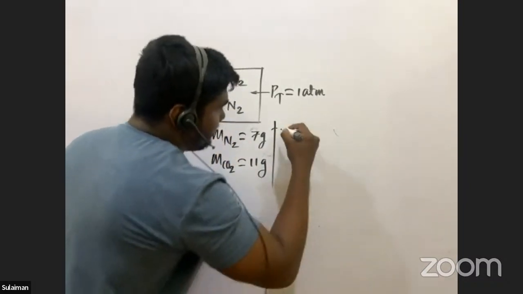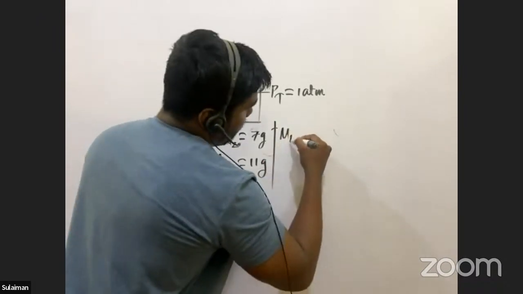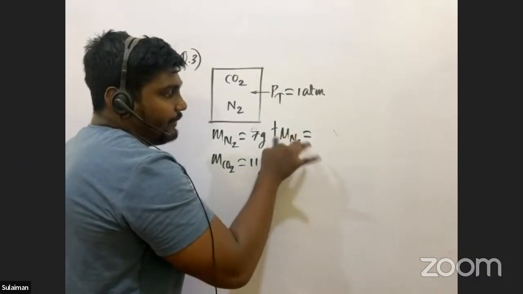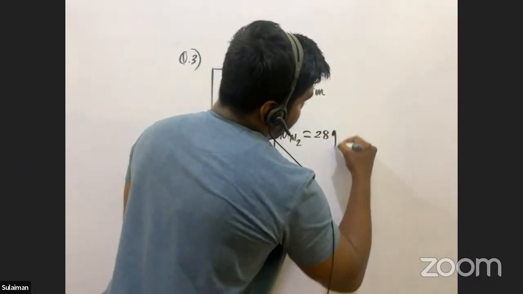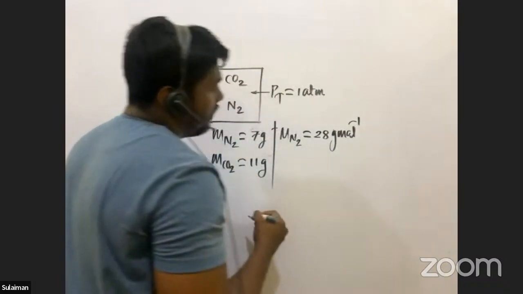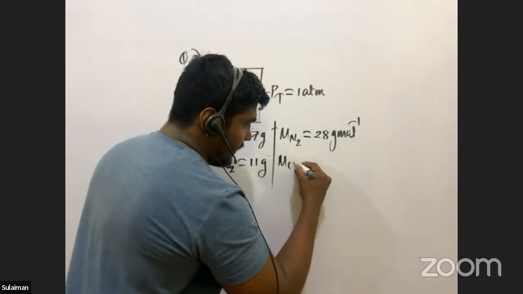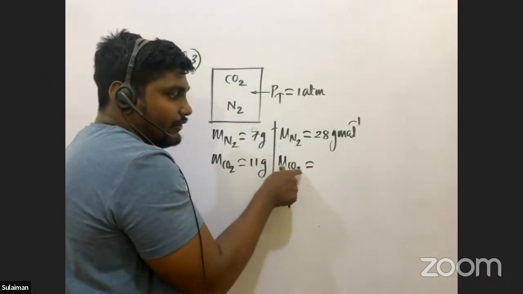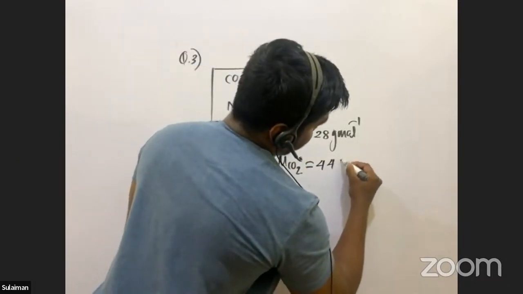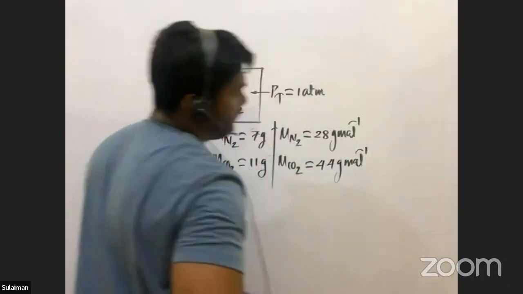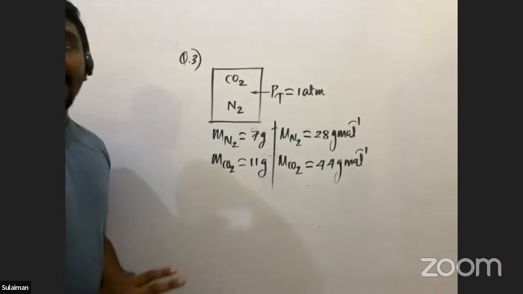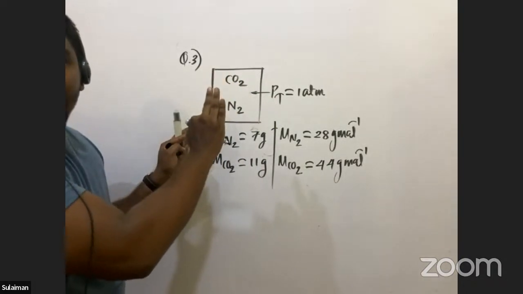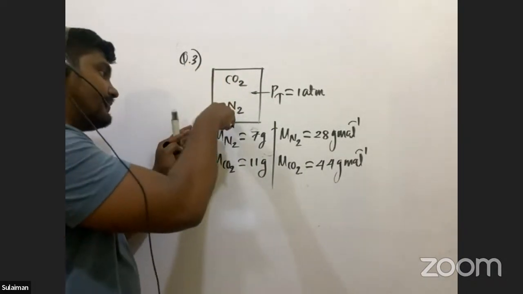Now you can easily find the molar mass of nitrogen and the molar mass of carbon dioxide. What is the molar mass of nitrogen? Capital M, molar mass. Molar mass of nitrogen, we can say 14 into 2, 28 grams per mole. If you find the molar mass of carbon dioxide, carbon's 12, oxygen 16 into 2, 32, so 44 grams per mole. So then we know that the total pressure inside the container is 1 atm. We want to find the partial pressure produced by nitrogen.